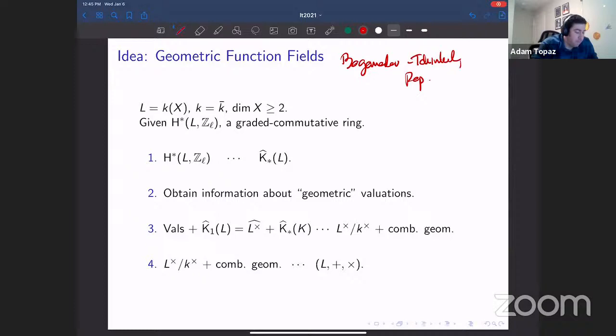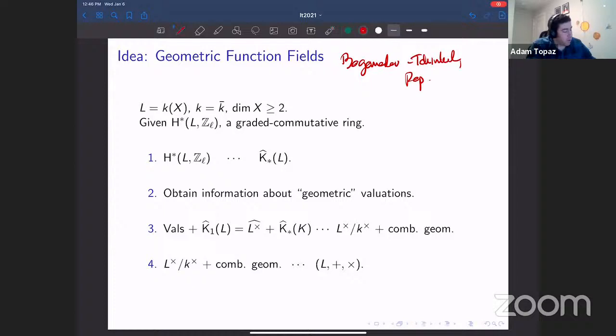The context is as follows. You take a certain field coming from algebraic geometry. In this case, it's the function field of some algebraic variety of dimension at least two over an algebraically closed field. So for example, you could take a complex algebraic variety of dimension at least two and look at the field of meromorphic functions. And the input object that we're interested in this case is something cohomological. In this case, I'm taking the cohomology ring with Z_l coefficients. Here l is a prime, which is different from the characteristic of the base field.